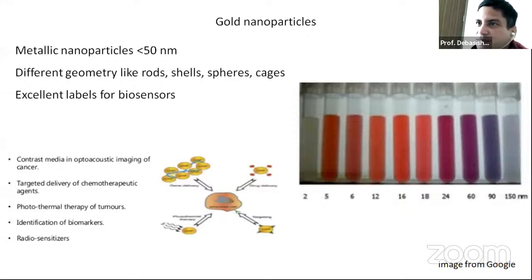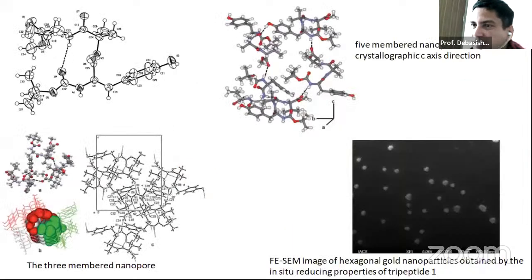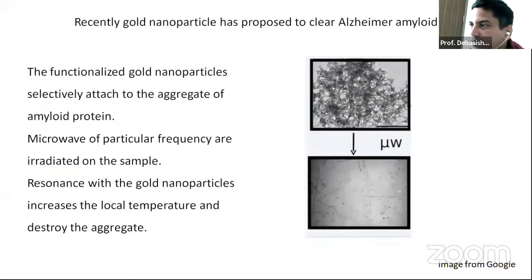Okay, then there are metallic nanoparticles. I can skip this part for today. Just for one piece of information, recently there is a report that metallic nanoparticles, basically gold nanoparticles, can be used to treat Alzheimer's amyloid plaque.